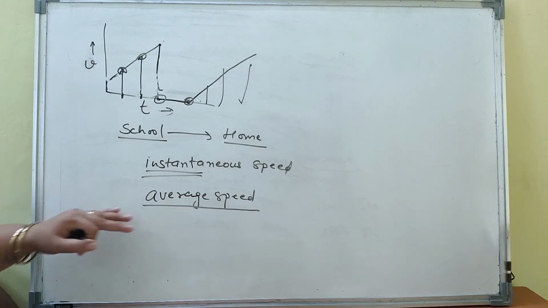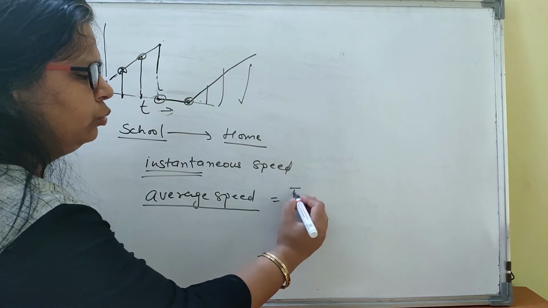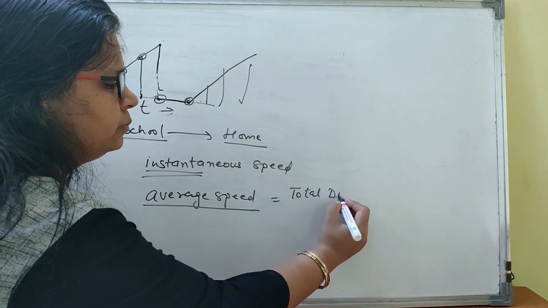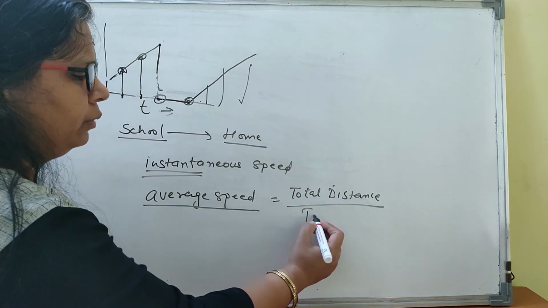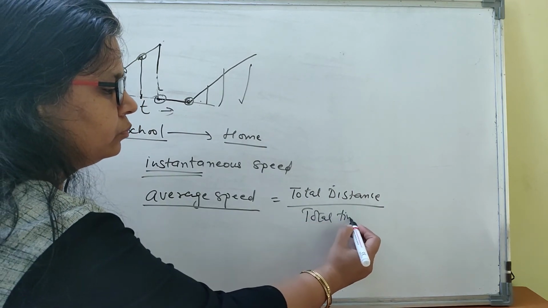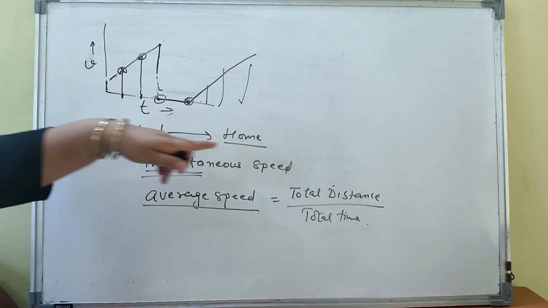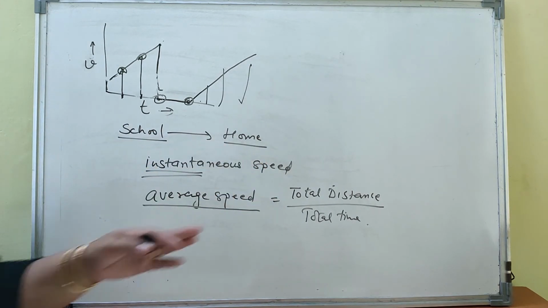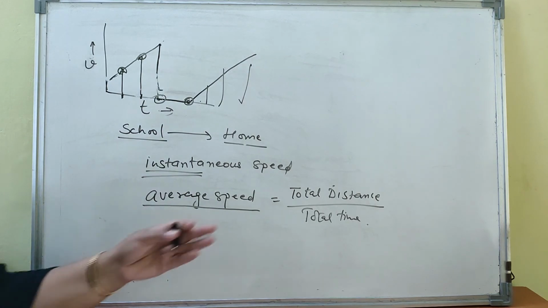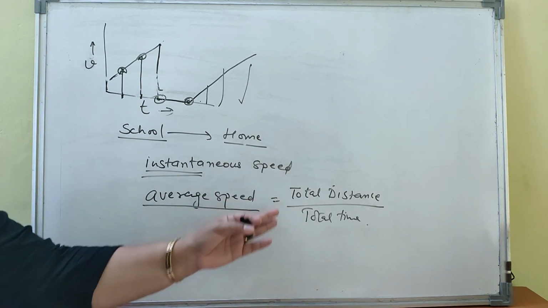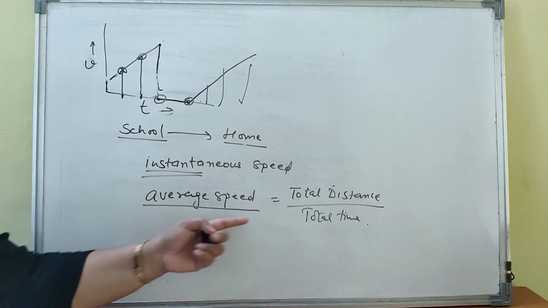How to calculate the average speed? This is equal to total distance traveled, total distance by total time. Means what you will do from school to home, you find out the total distance and how long you took to reach from school to home. आपको अपना total distance लेना है, total time लेना है, divide it, that is your average speed.